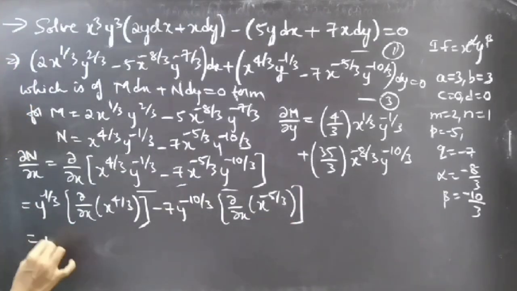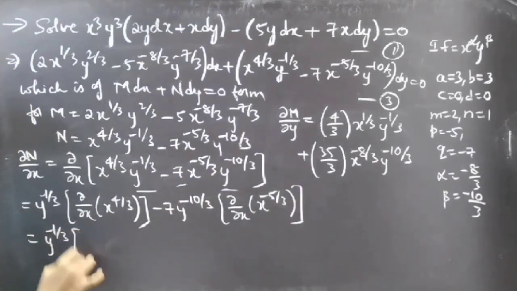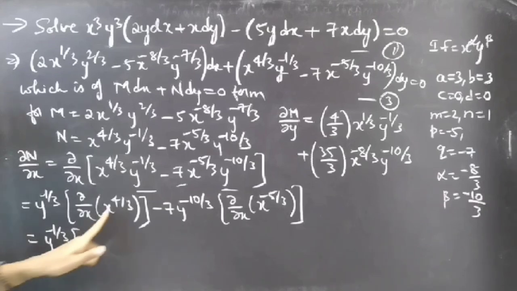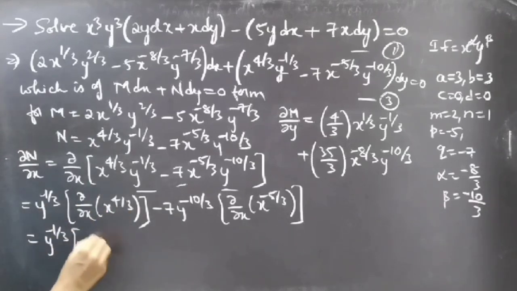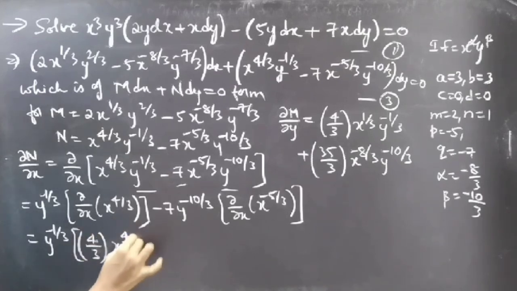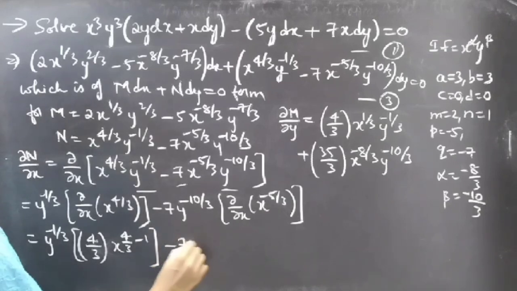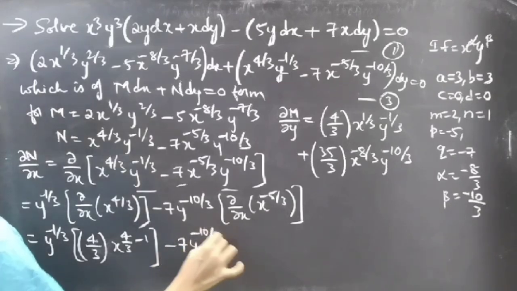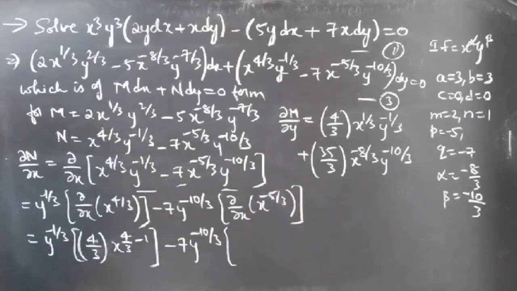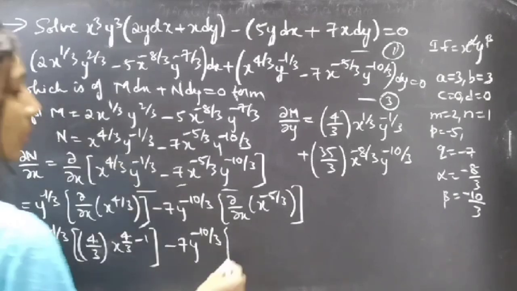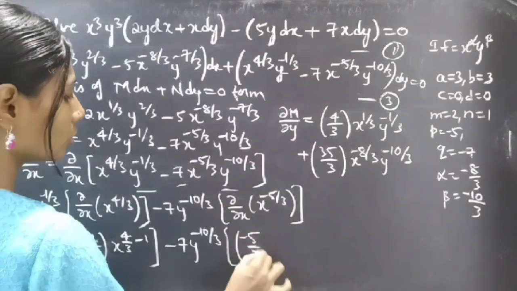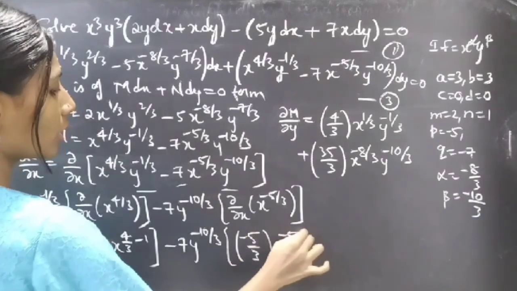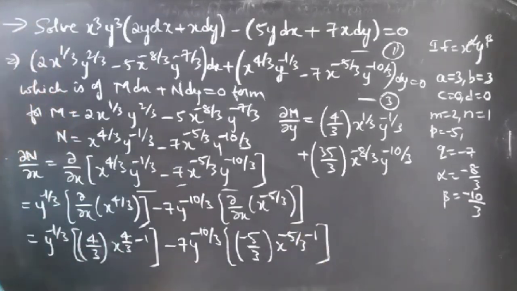This gives us y power minus 1 by 3 into the partial derivative of x power 4 by 3 with respect to x, which is 4 by 3 into x power 4 by 3 minus 1, minus 7 into y power minus 10 by 3 into the partial derivative of x power minus 5 by 3 with respect to x, which is minus 5 by 3 into x power minus 5 by 3 minus 1. Right?